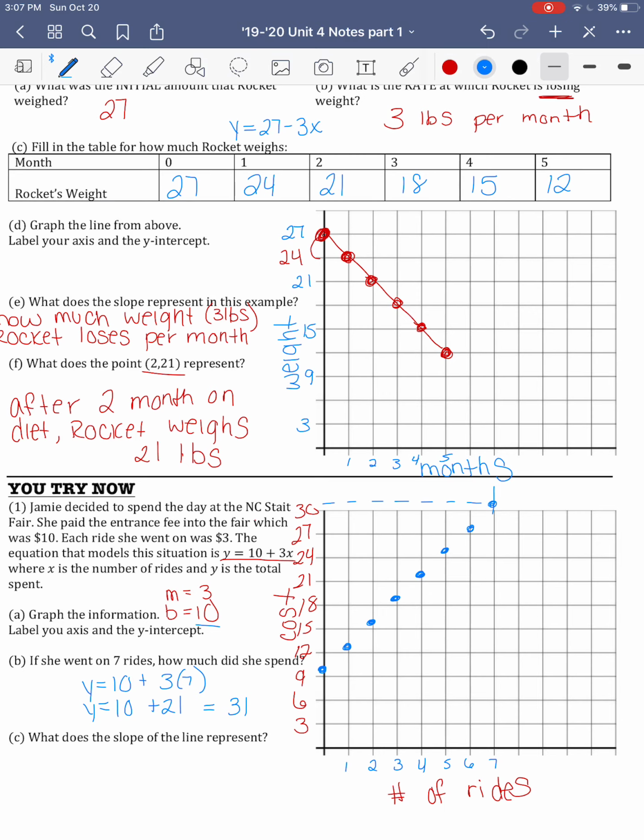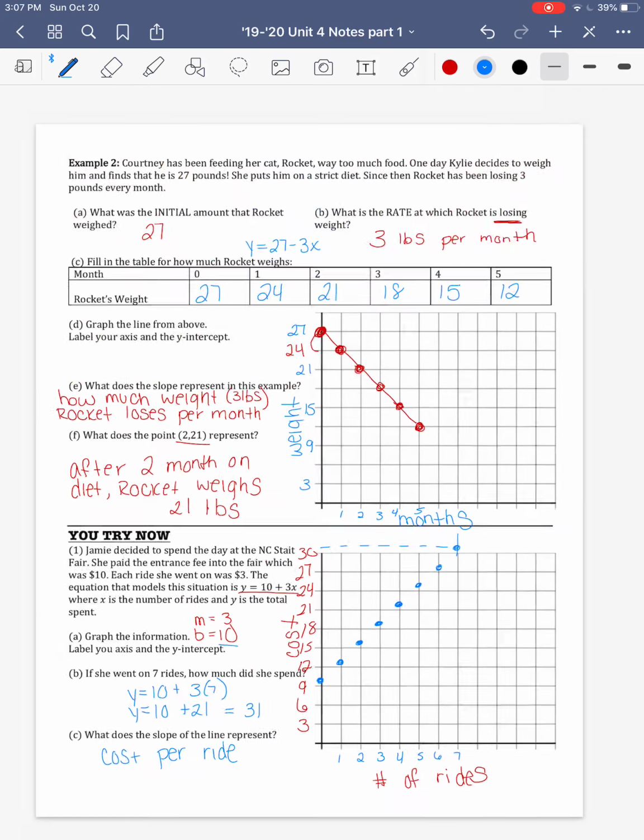Okay, and then for the last question, what does the slope of the line represent? So my slope in this case is the cost per ride. And that's it.